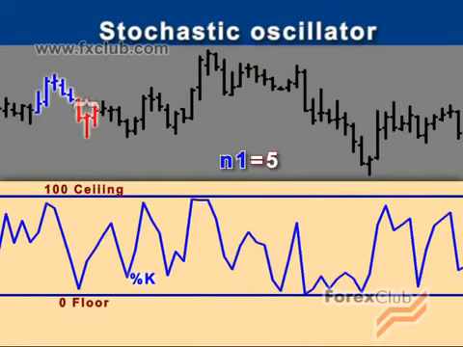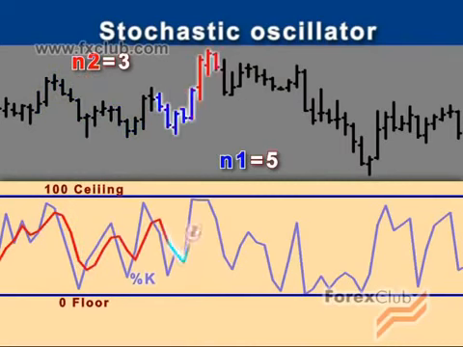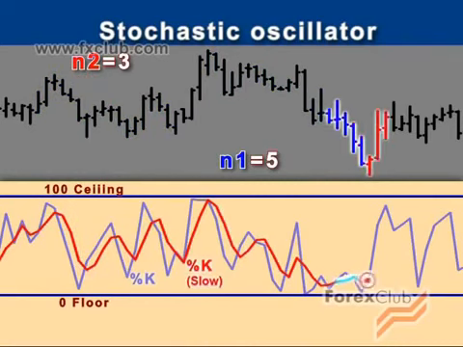But if we average it, for example over 3 days, we get a slower curve. 3 days is the second oscillator's time period, N2. We'll call the new curve a slow percentage K line, although it'll be the fastest one on our stochastic chart. And here it is.